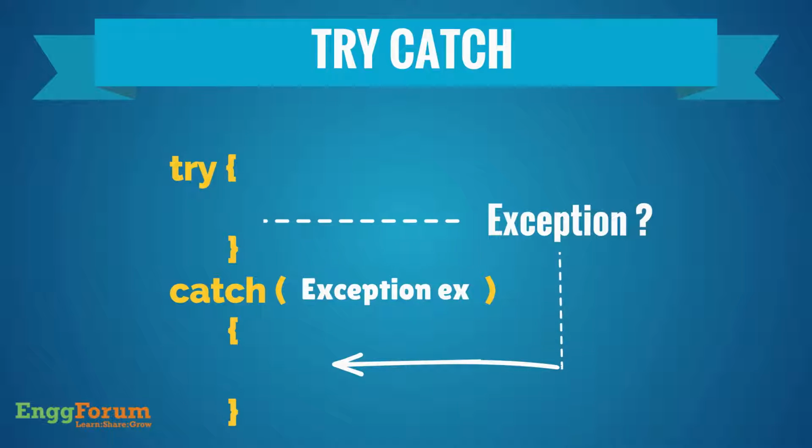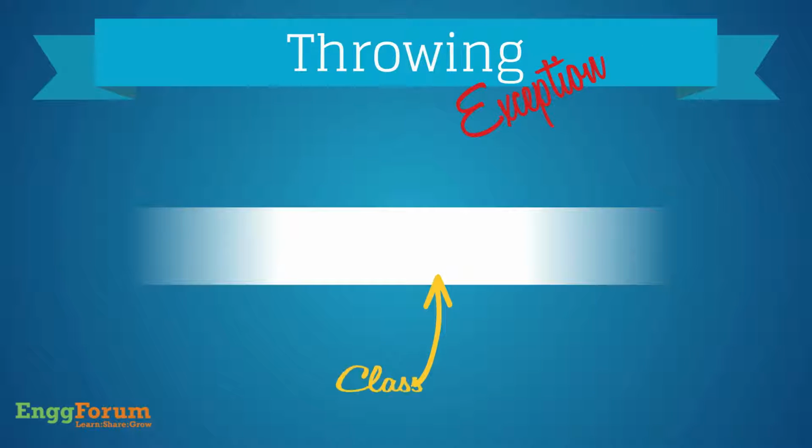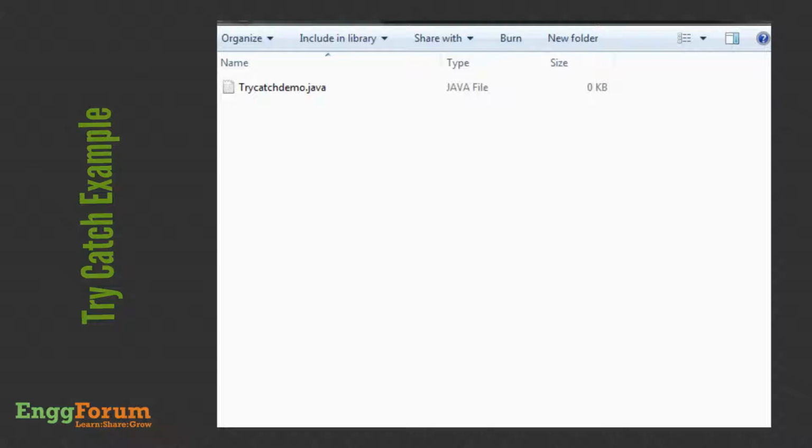A try block starts with the keyword try, followed by curly braces. After the try statement, we have the catch block. A catch statement consists of an exception class name, followed by a variable name. Creating an exception object and handing it to the runtime system is called throwing an exception. Let's work out an example in Java.